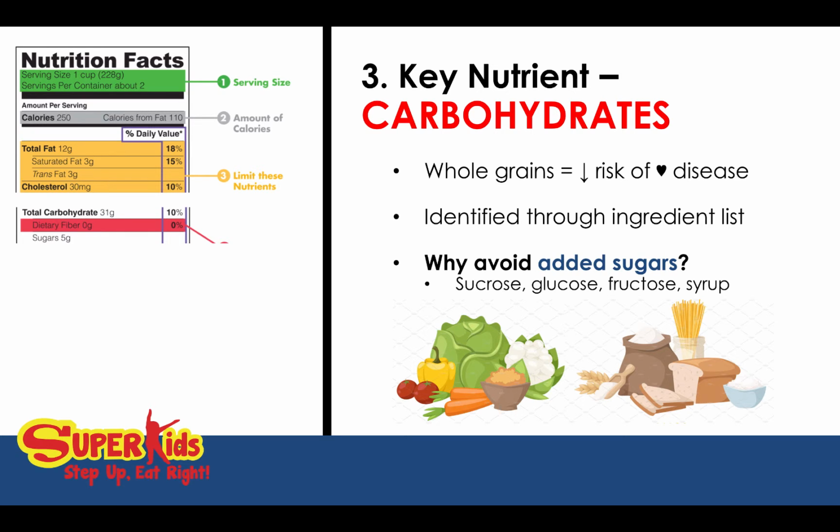The next key nutrient is carbohydrate. On a nutrition facts label, the fiber and sugar content in 1 serving is listed, but the starch is not. This explains why the sum of fiber and sugar does not always equal the total carbohydrate content within a package. It is recommended to choose whole grain items rather than refined grains, as whole grains decrease your risk of disease and promote fullness. Whole grains can be identified through the ingredient list provided within each food package.